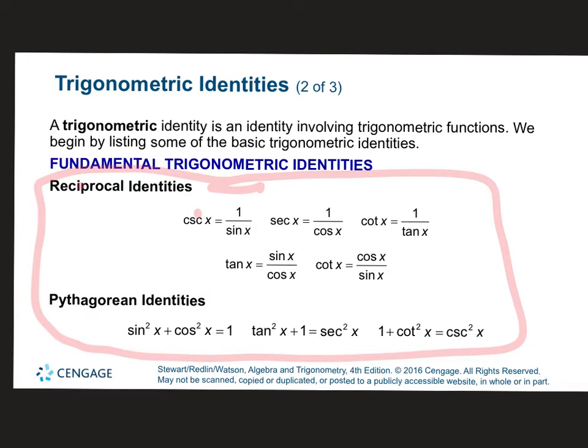But what you need to understand is we're going to be replacing things. When you see secant, you're going to replace it with 1 over cosine. When you see tangent, you're going to replace it with sine over cosine. We're going to simplify and we're going to prove.